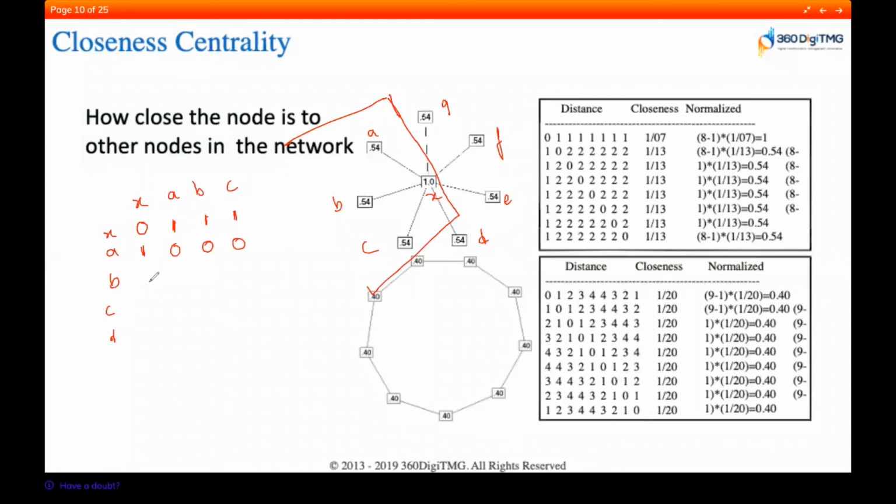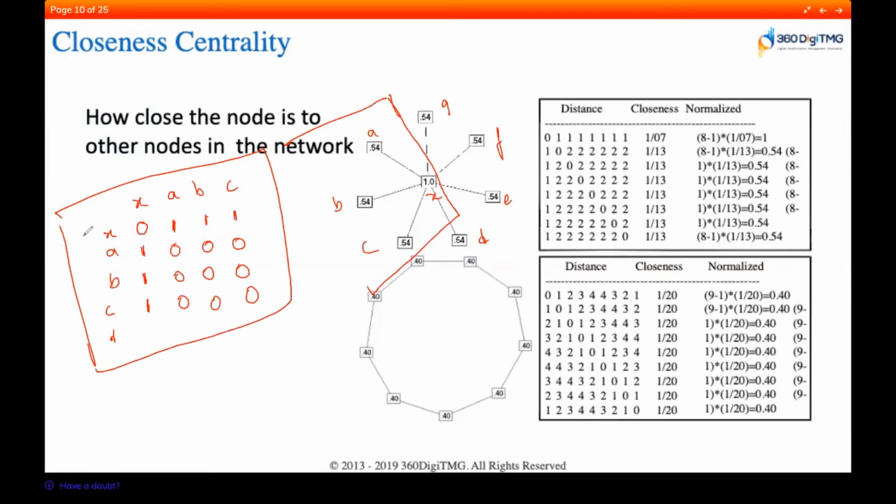Now I look at B. B and X, we have a connection. B and A, there is no connection. B and B, there is none. B and C, there is no connection. And if I look at C and X, there is a connection. C and A, there is no connection. C and B, there is no connection.